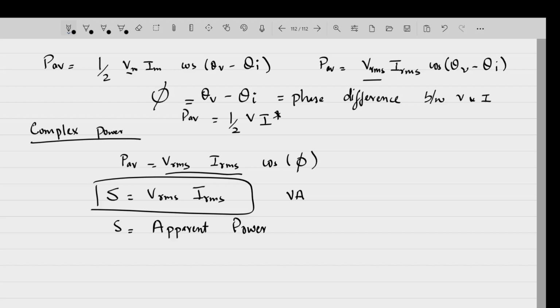P average is equal to V RMS, I RMS cos of phi. The unit of average power is watts, but the unit of apparent power is not watts, it's volt amperes, VA. You can also have kilovolt amperes, KVA. In most households, you may have come across this term, how many KVA. When we are discussing KVA, we are actually talking about the apparent power. What is apparently the power of this particular device?